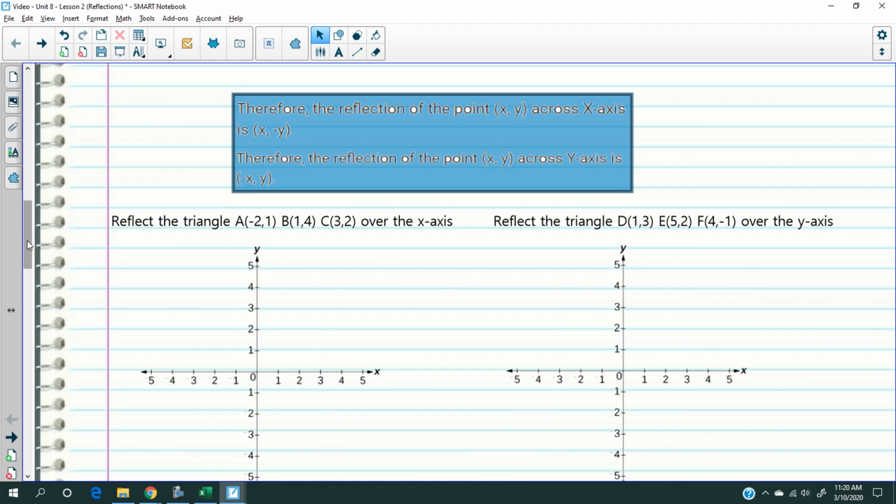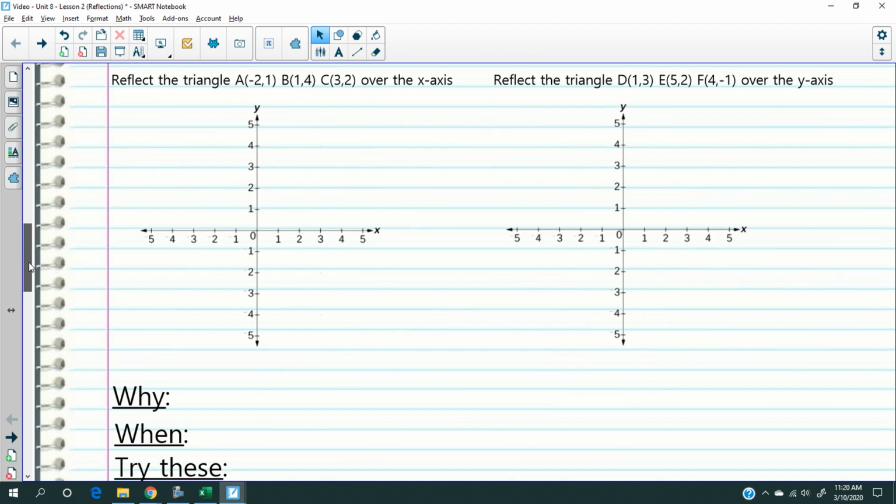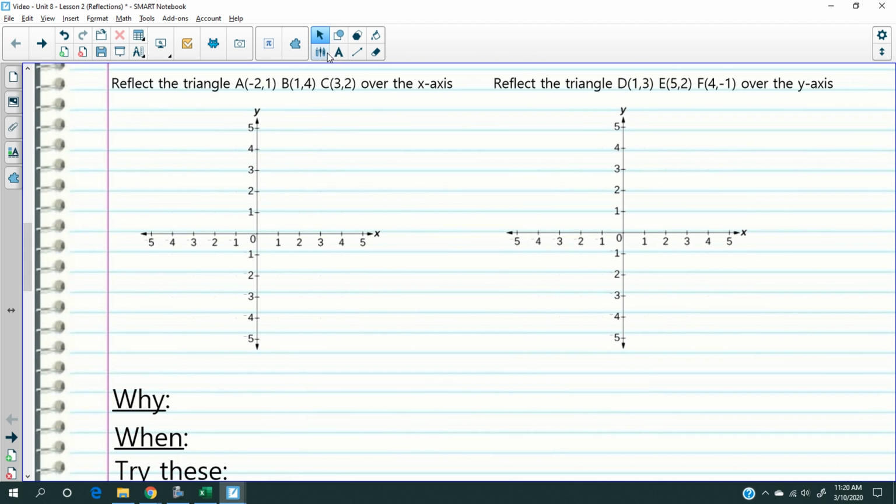Knowing that, now we're not just plotting points, because we actually have to graph shapes. So let's graph this. We'll do these together, or you can just pause and try it on your own and see whether you got it. A is (-2, 1). So I'm going to plot a triangle. This is A. (1, 4) is B, and C is (3, 2). So here I got my first triangle.